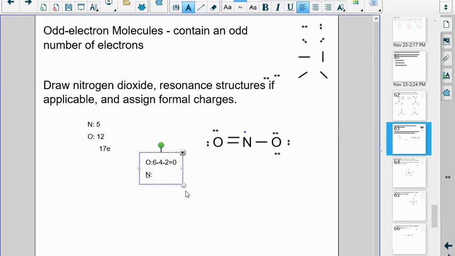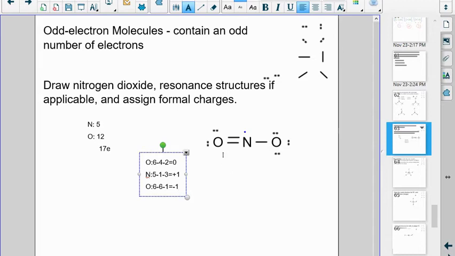The nitrogen in the middle, 5 valence electrons, minus 1 electron around it, minus 3 bonds, equals plus 1. And the outside oxygen there, 6 valence electrons, minus 6, minus 1, has a negative 1 overall value. So again, this is a possibility.